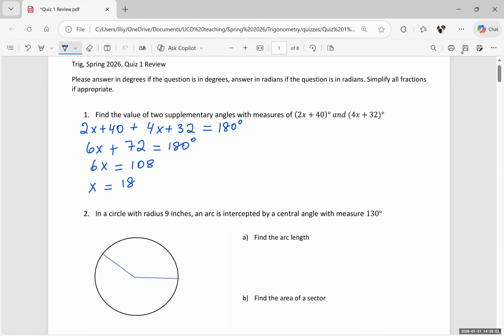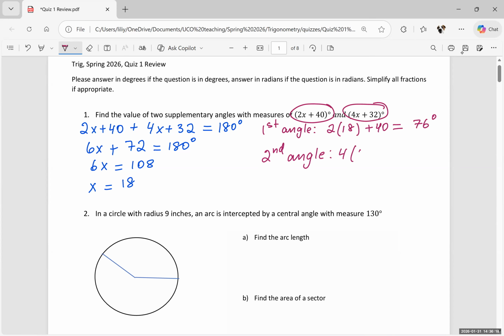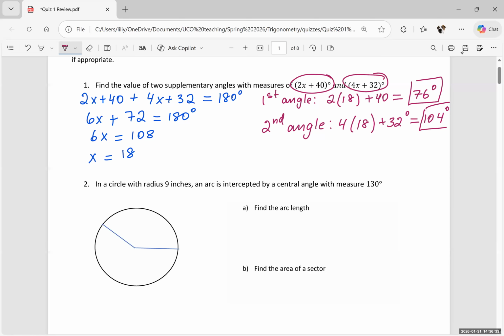This is not your final answer. You still have to find the angles. So we'll plug x back in to find the two angles. The first angle would be 2 times 18 plus 40, and it should work out to be 76 degrees. The second angle would be 4 times 18 plus 32, and that is 104 degrees. Of course, make sure that they still add up to 180, which is what supplementary angles are supposed to do.